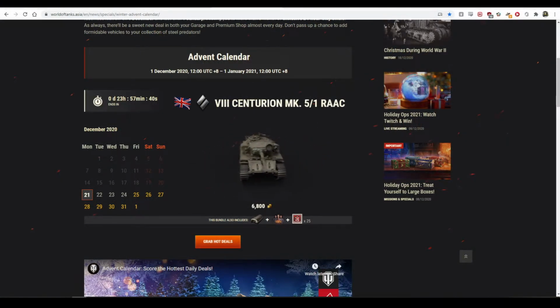Day 21 is the Centurion Mark 5-1 RAAC, the British Tier 8 Premium Medium Tank for 6,800 gold, which is the cost of the tank plus 300 gold for the garage slot. Do I think this tank is good? Yes. Do I think you should buy this tank? Yeah, if you like faster hull down mediums and that kind of gameplay, and you're not turned off by a somewhat low alpha, then yes, I think this is a really good tank. I really, really like this tank, personally. So that's the quick and dirty. I'll go into the details now.